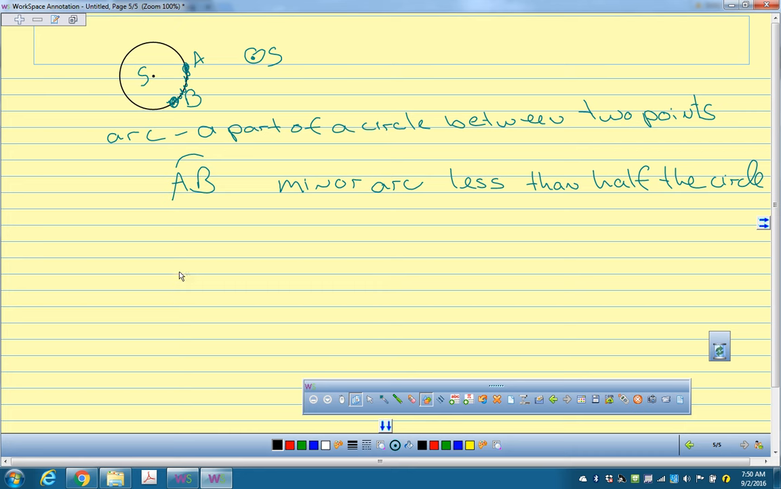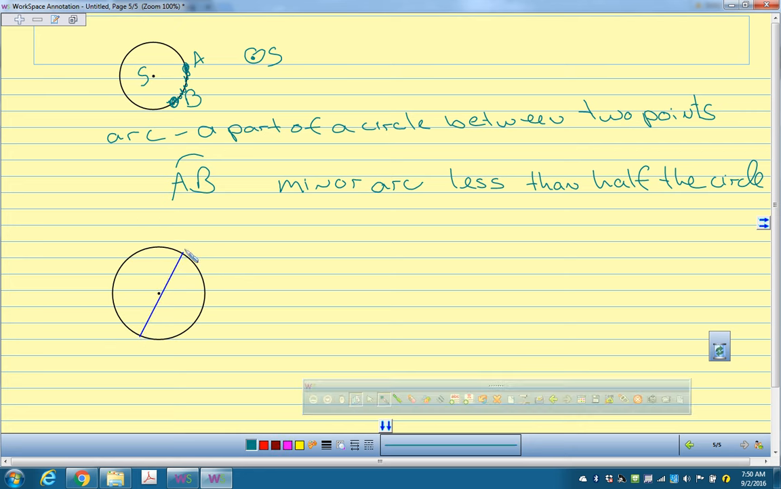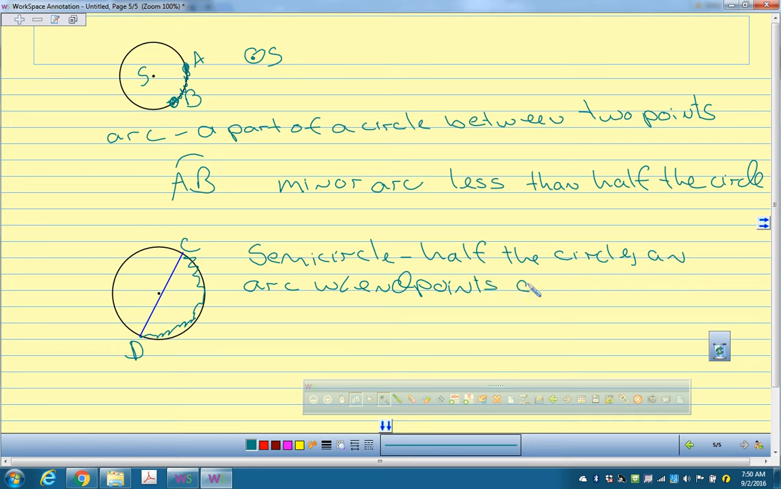Let me draw another picture. Here's another picture. I'm going to go like this and go through the circle. This arc from here to here, we'll call this CD, and go this way. What's that called? Half of the circle. Semicircle. Okay. A semicircle is half of the circle, or another way you could write it, is an arc with endpoints on the diameter.